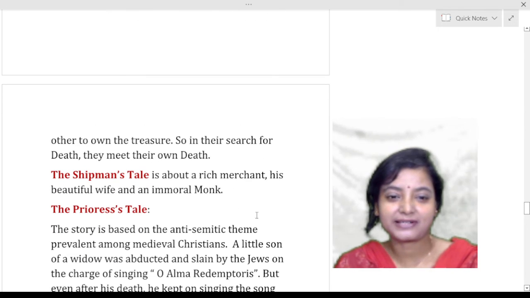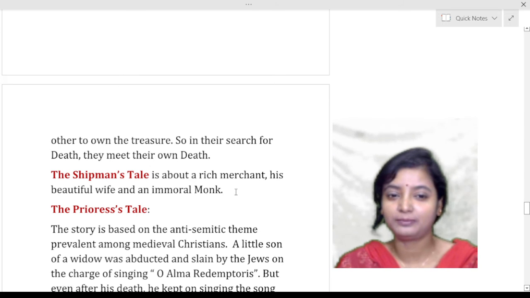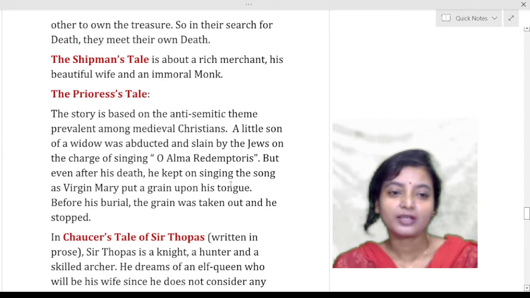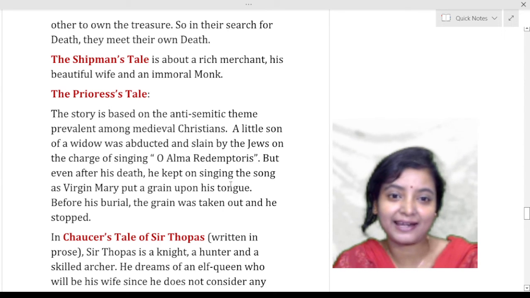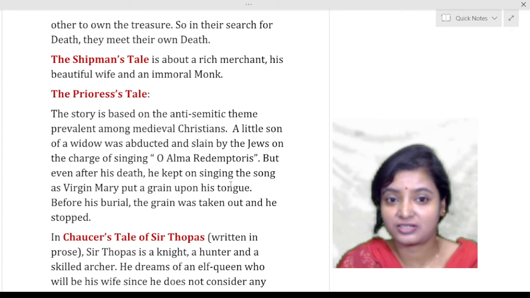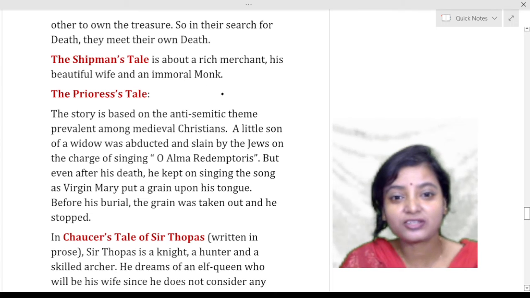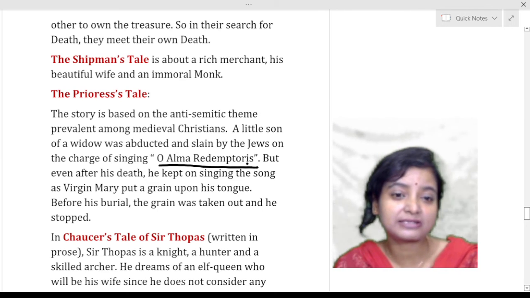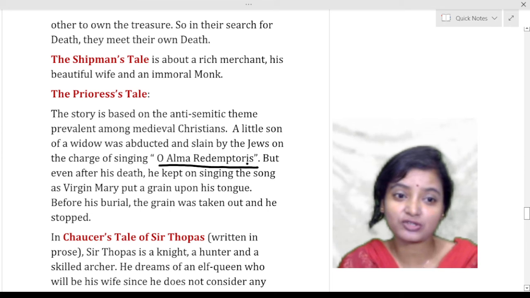Now, the Shipman's Tale is about a rich merchant, his beautiful wife, and an immoral monk. Next, the Prioress's Tale. The story is based on the anti-Semitic theme prevalent among medieval Christians. A little son of a widow was abducted and slain by the Jews on the charge of singing O Alma Redemptoris. But even after his death, he kept on singing the song.